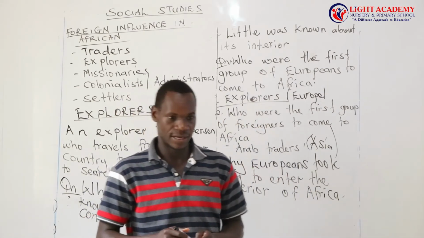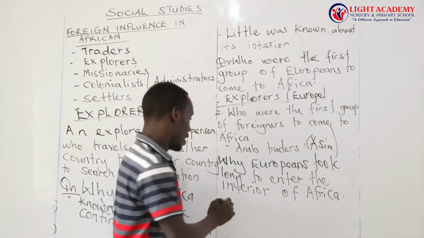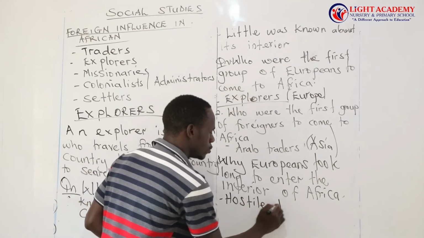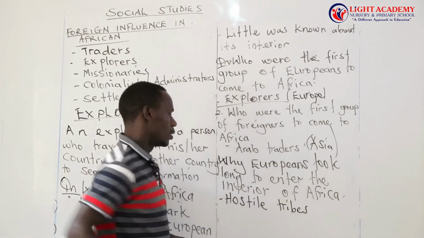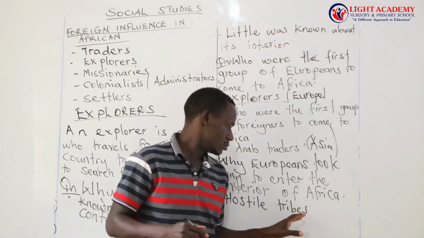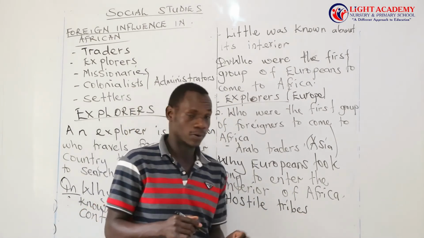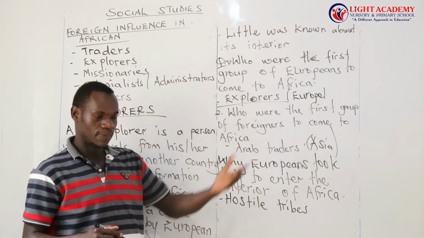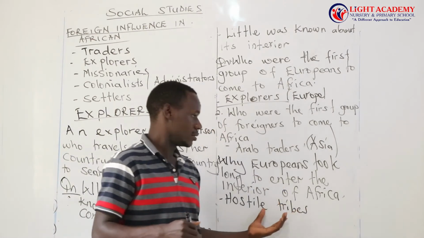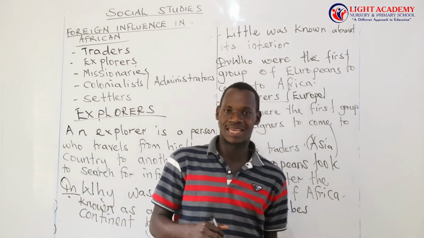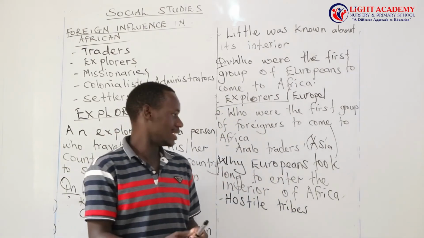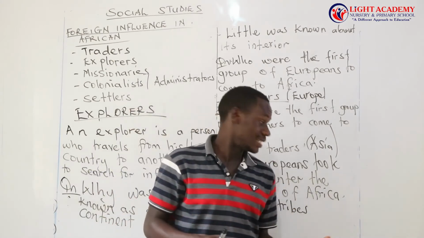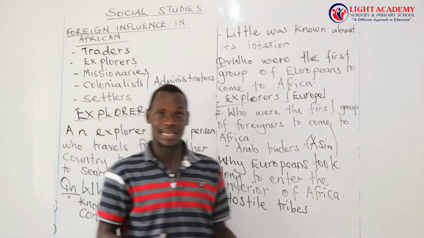of East Africa. One of the reasons, number one, Africa had hostile tribes. The hostile tribes were a threat to these visitors, or rather the explorers. For example, in primary 6 we looked at the explorers, and why they never passed through Kenya, but went through Tanzania at a place called Bagamoyo. There are reasons why they could not enter through Kenya. One of the reasons was the hostile tribes.